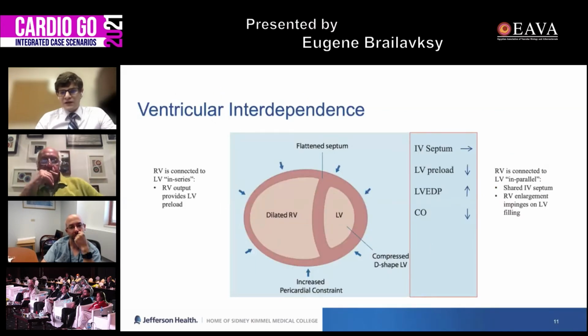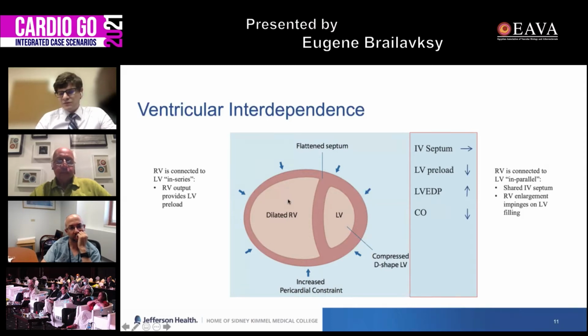And a lot of that has to do with interventricular interdependence. The RV and LV are connected both in parallel and in series. So in series, the output of the RV really determines LV preload. And in parallel, it's because they share the septum. So anything that happens on the right side ultimately affects the left side as well. So as the RV dilates, the LV has to be compressed. And again, that hampers the LV preload and LV output.